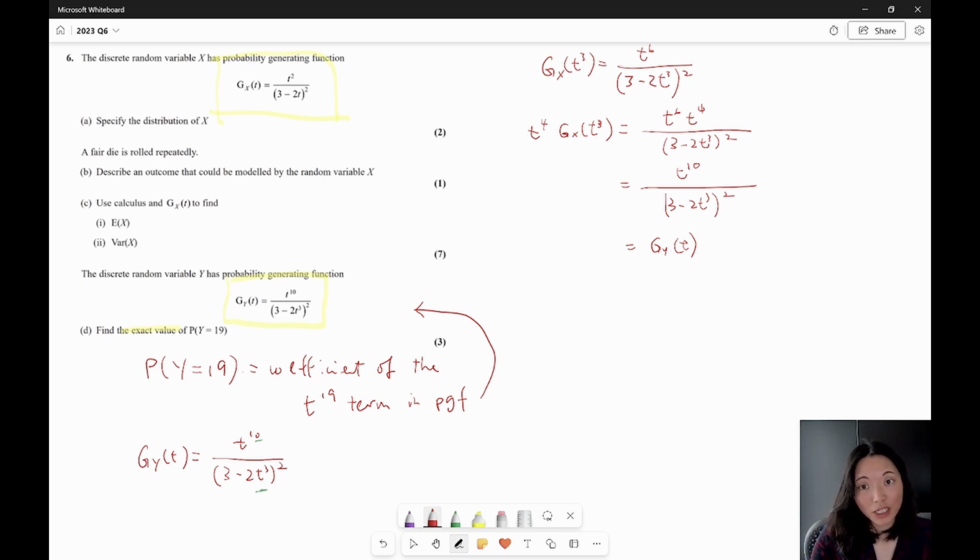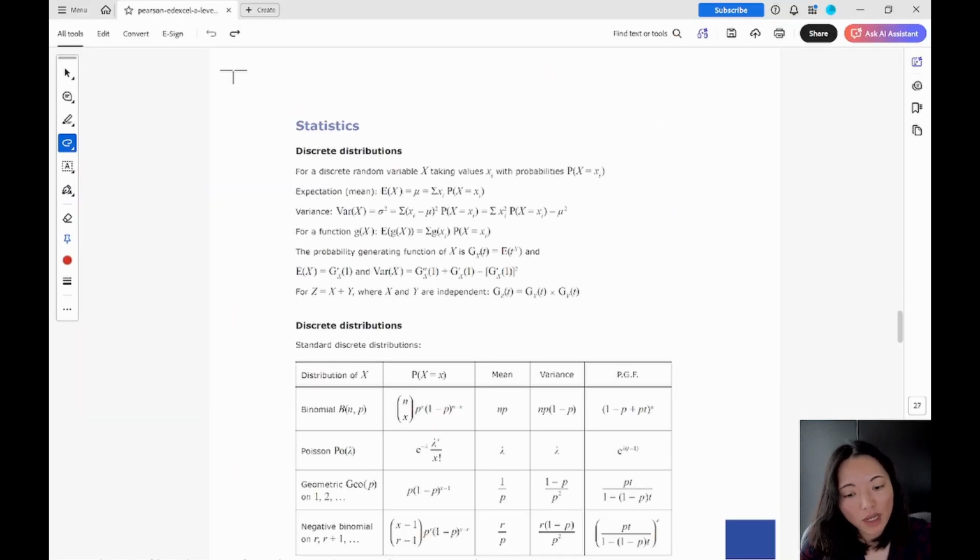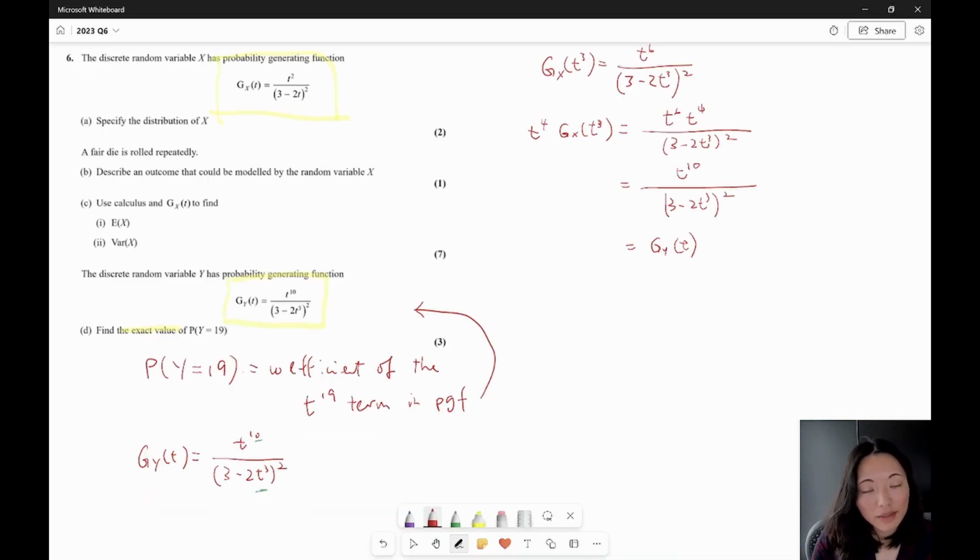Again, if we're stuck, sometimes if we look at the formula booklet, we'll find some clues. This is a formula booklet, and I'm going to use a definition of the probability generating function. It says g of t equals the expected value of t to the power x. Now, looking back at what we worked out in our question, we've got the probability generating function of y expressed in the form of t and also the probability generating function of x.